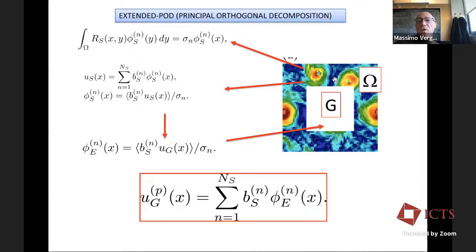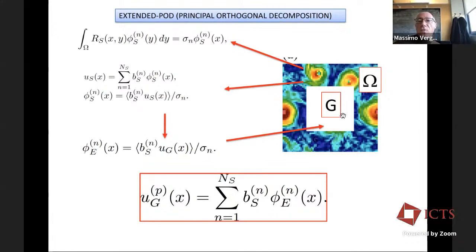The idea here is close but slightly different. Now you initially use only the information in the frame, even in your training data set. So you decompose the two-point correlation, but only in the domain where you have the data, as when you are going to reconstruct. You extract the principal orthogonal decomposition on this subset. Once you have it, you know that you can optimally reconstruct any field with a linear superposition of these eigenmodes in the domain where you have the data.